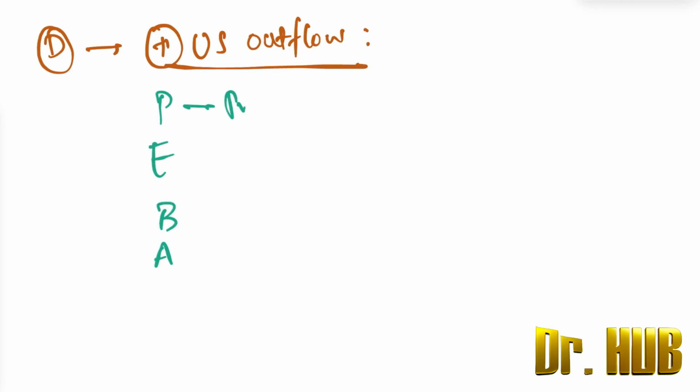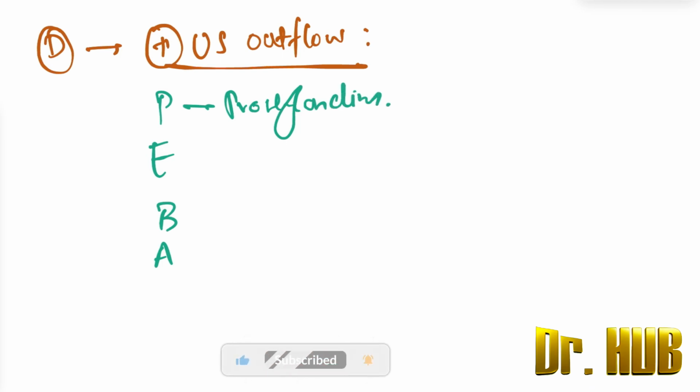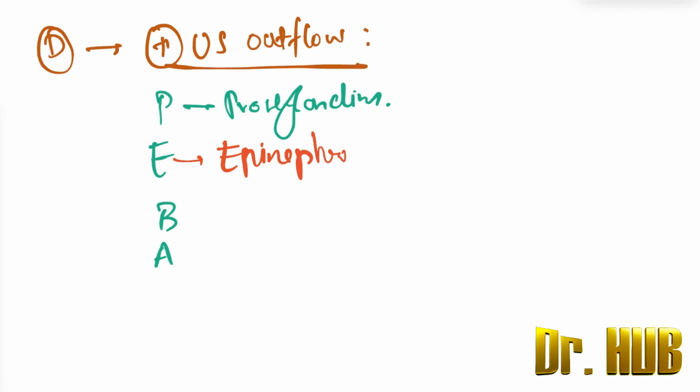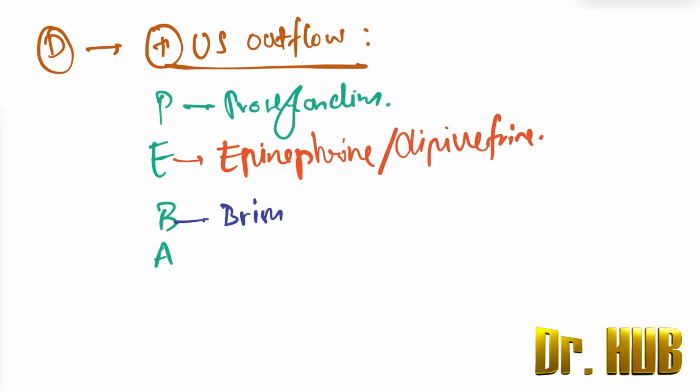P for the prostaglandins. Next comes E for the epinephrine, and there is epinephrine as well as dipivefrin. Then comes B for brimonidine, and A for apraclonidine.